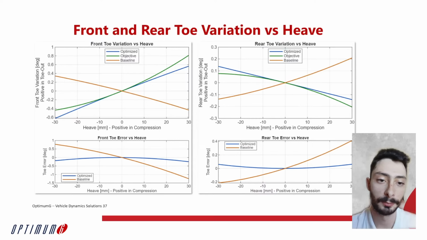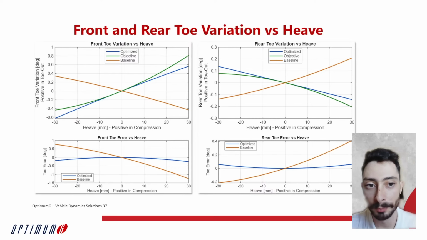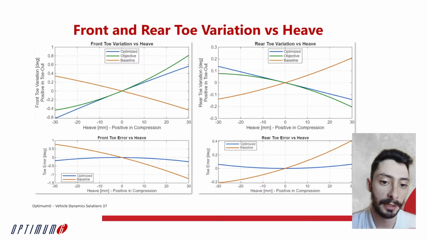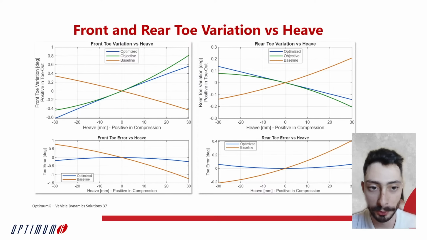We can see, for example, this is the front toe and rear toe variations in heave. In other words, the bump steer of the car. We see that the baseline suspension, pretty much we had a toe in on the front axle in compression, while the optimization procedure preferred a toe out in compression. And the rear axle had also the opposite behavior from what was ideal. The skid pad optimization preferred a toe in compression on the rear axle, while the original suspension had toe out.